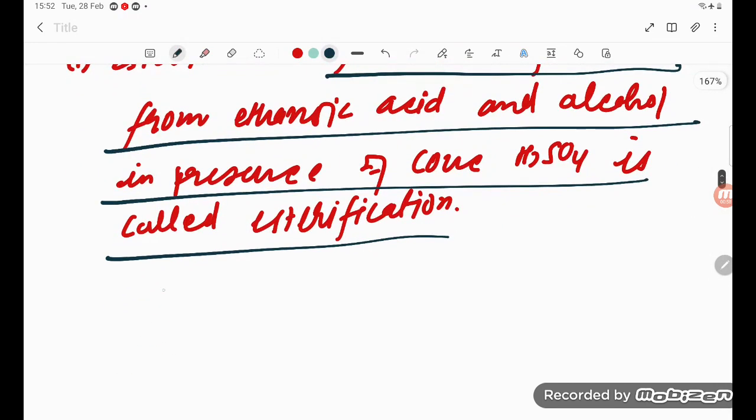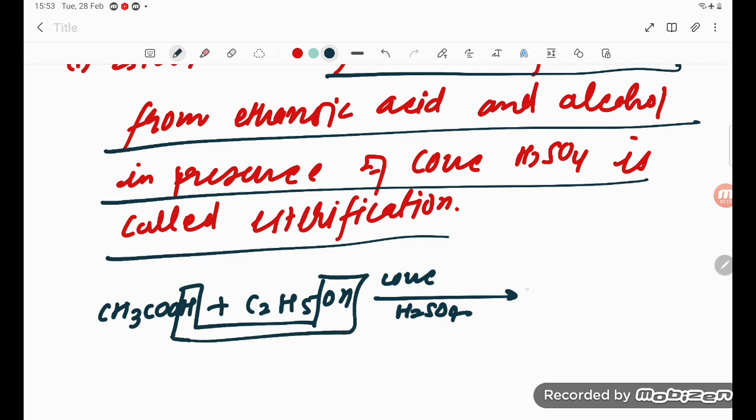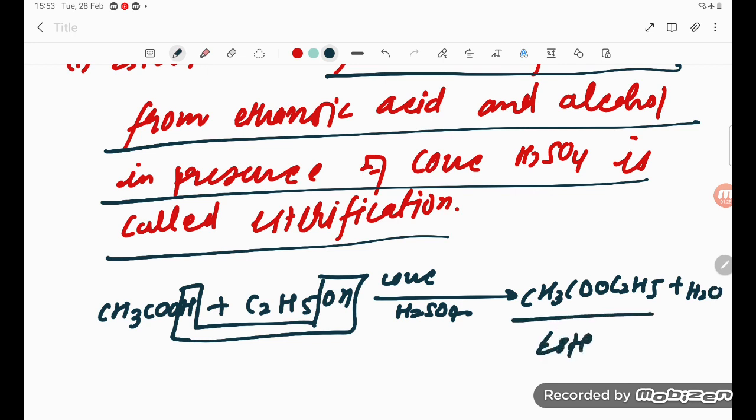Now here, student, you see CH3COOH, and you are treating it with C2H5OH. What are you going to take, student? Concentrated H2SO4, right? So here you are removing the water molecule. So what is going to form as the product, student? CH3COOC2H5 plus H2O. This is called an ester.